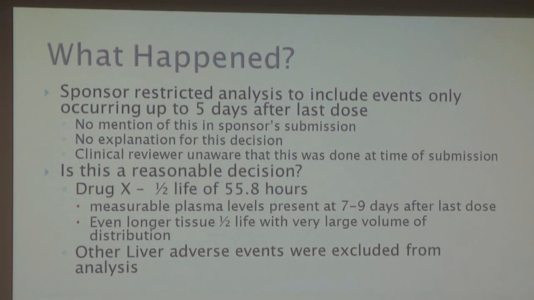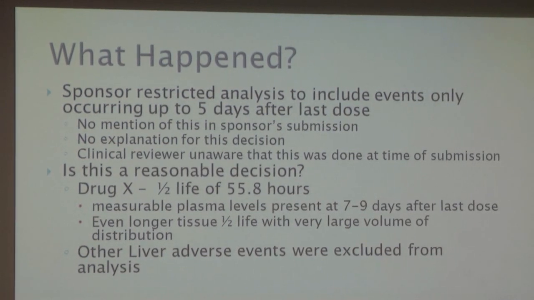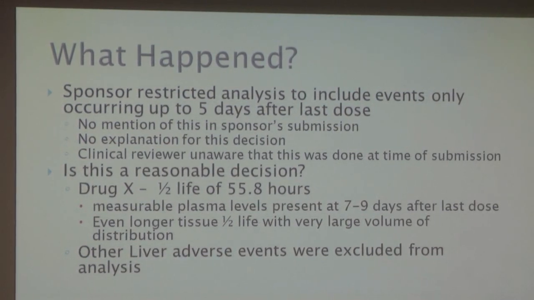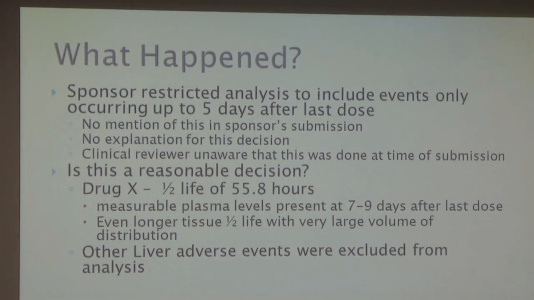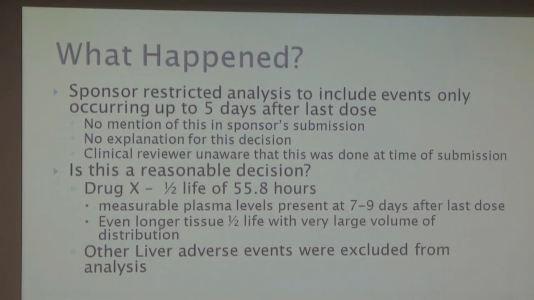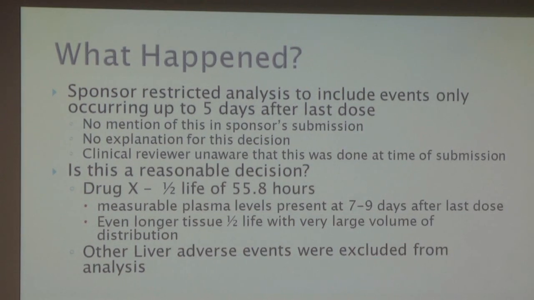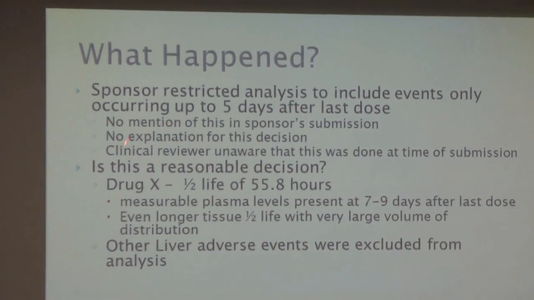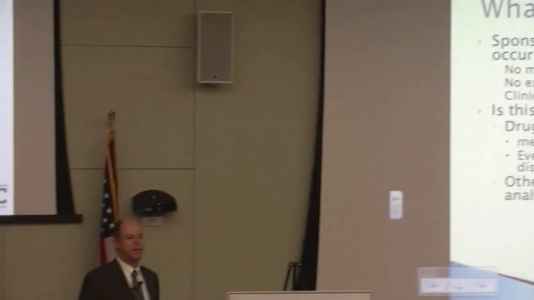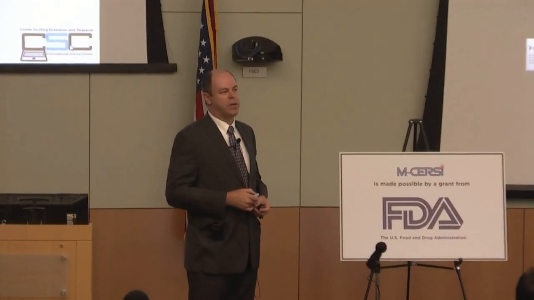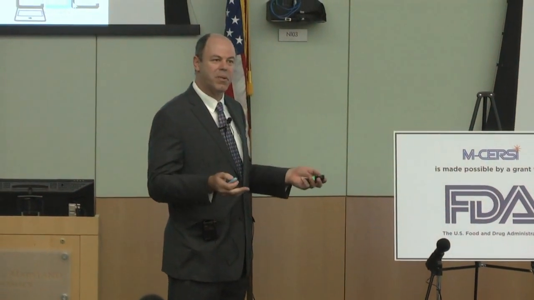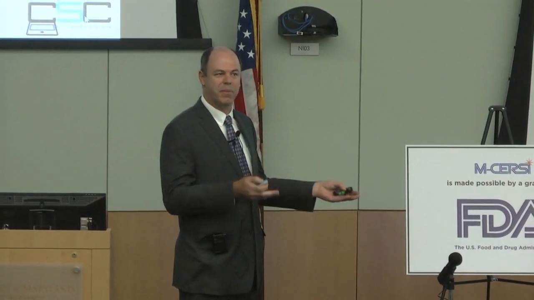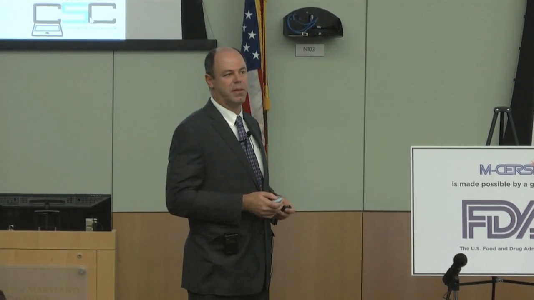So when I expanded the window of analysis to include data that was in a more appropriate window, I found a whole lot of adverse events with liver enzyme abnormalities that weren't included in the sponsor's analysis. And part of the reason why this was confusing to me is I had no idea they had done this. There was no description of it. There was no explanation. And so even what looks like essentially a simple analysis, depending on your approach, you can really have a pretty significant impact on the results.